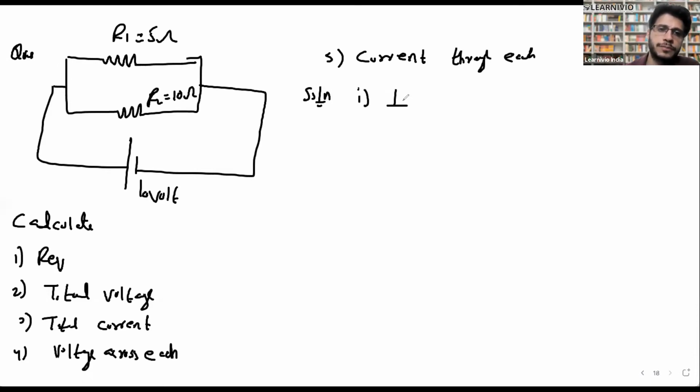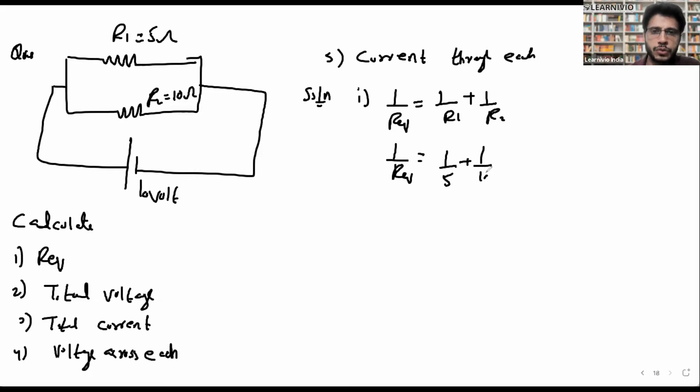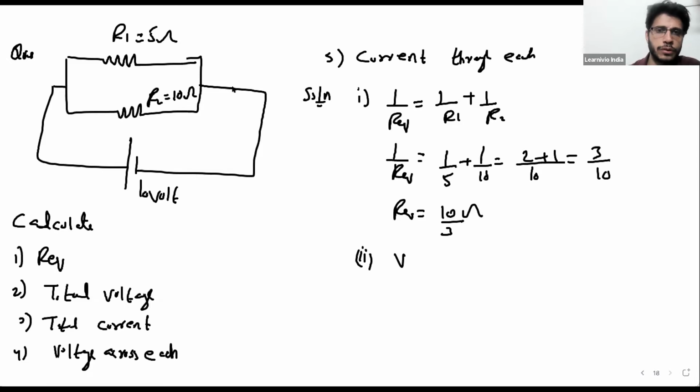See for the first part. 1 by R equivalent is 1 by R1 plus 1 by R2. So 1 by R equivalent is 1 by R1, which is 5, plus 1 by R2, which is 1 by 10. So that's 10, it's 2 plus 1, it's 3 by 10, or your R equivalent is 10 by 3. Second part. In second part, I need total voltage. Total voltage is 10 volt.